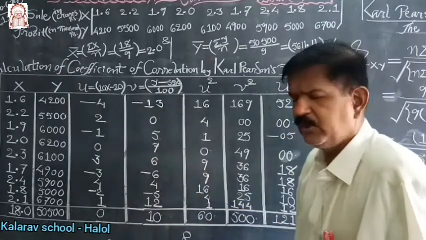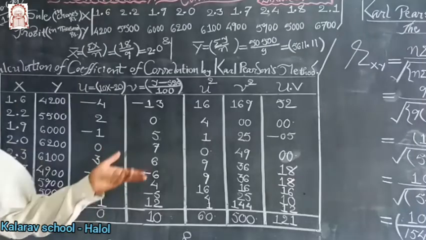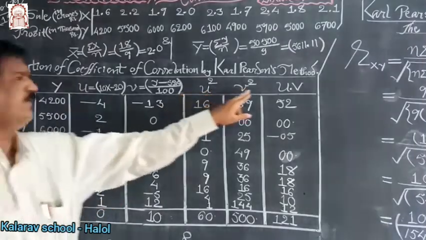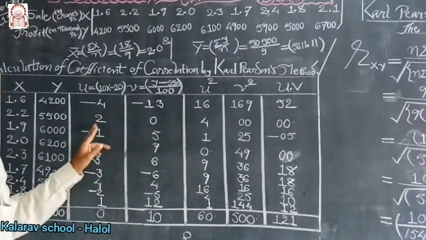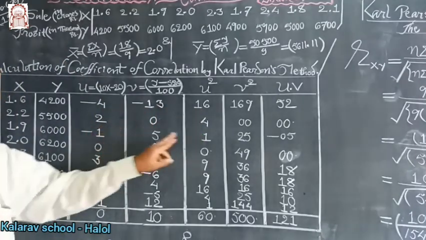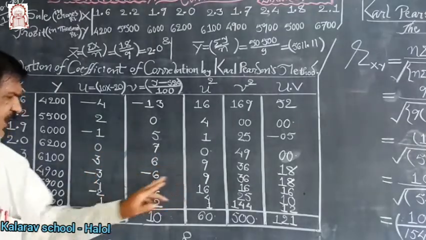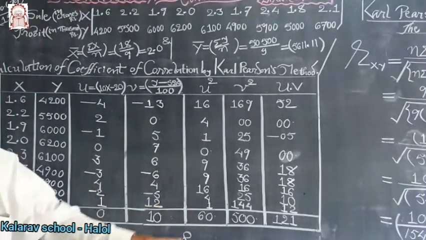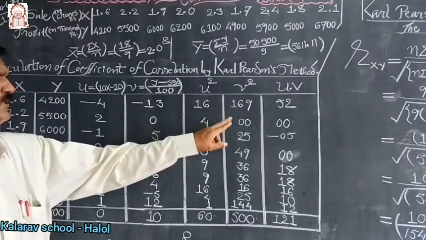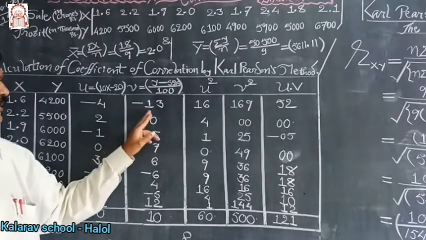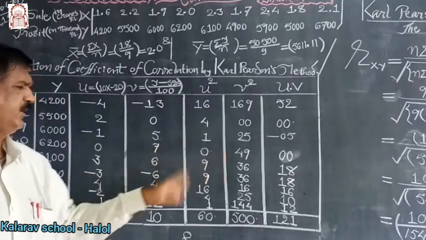After calculating u and v, we usually prepare u square, v square and u into v. Minus 4 square is 16. 2 square is 4. Minus 1 square is 1. 3 square is 9. Minus 3 square is once again 9. Minus 2 square becomes 4 and so on. V square: 169 means minus 13 square. 5 square means 25, 7 square means 49, and so on.